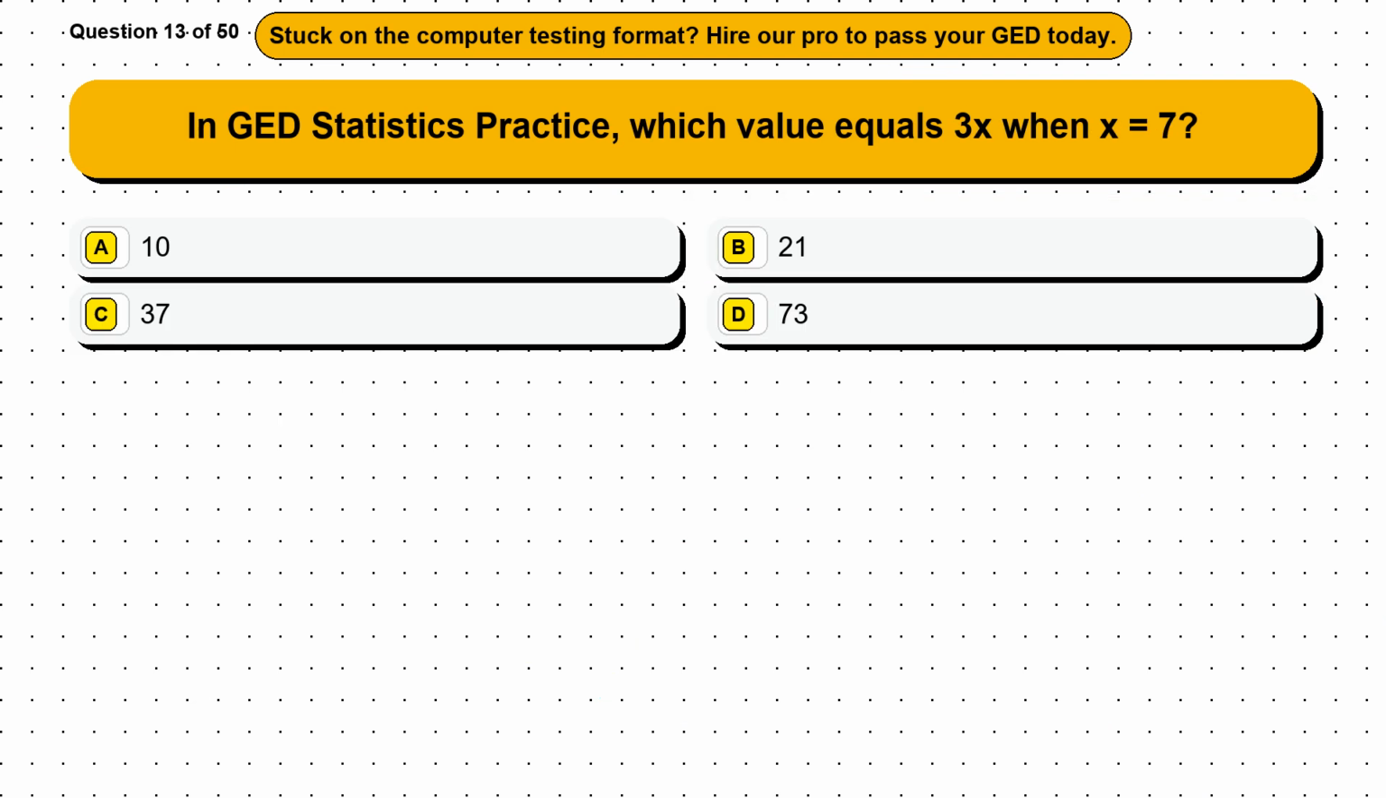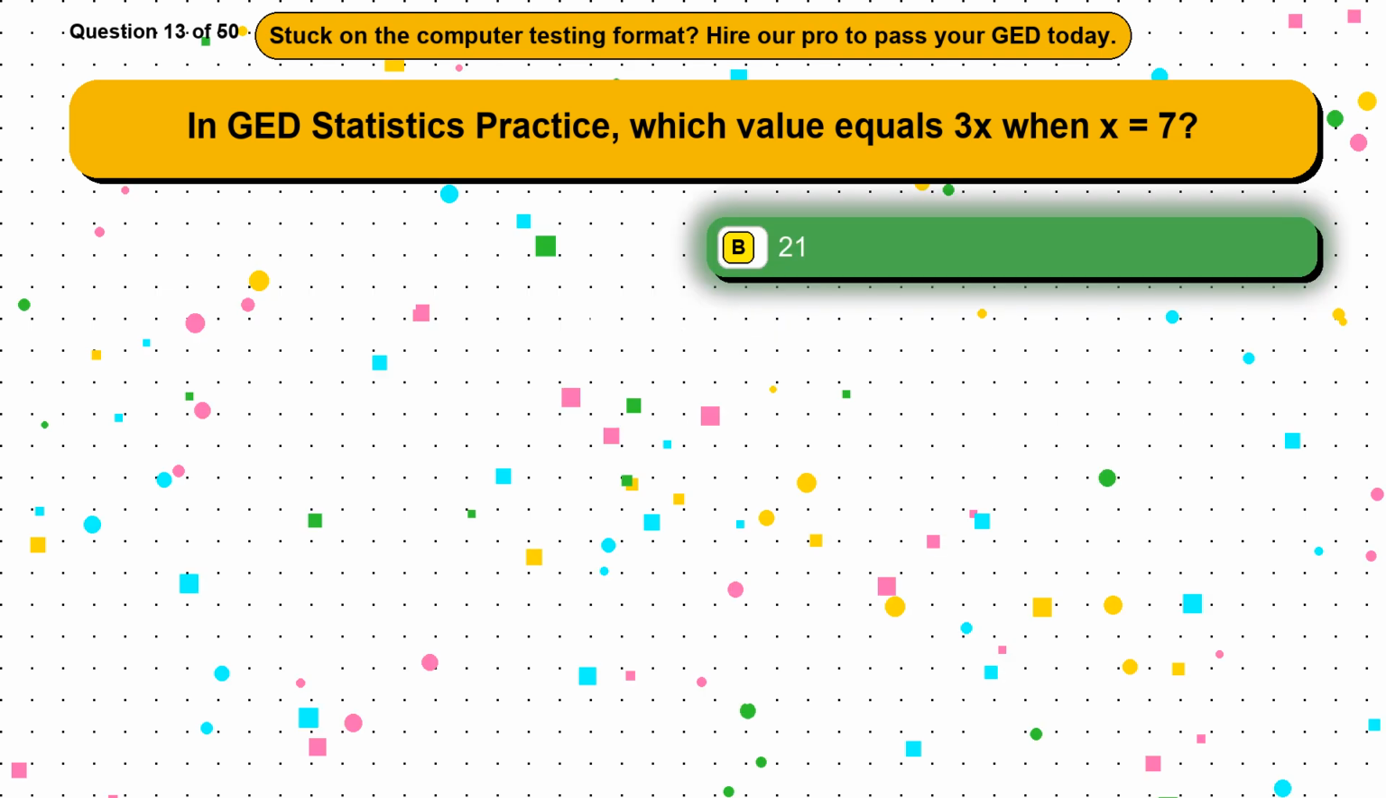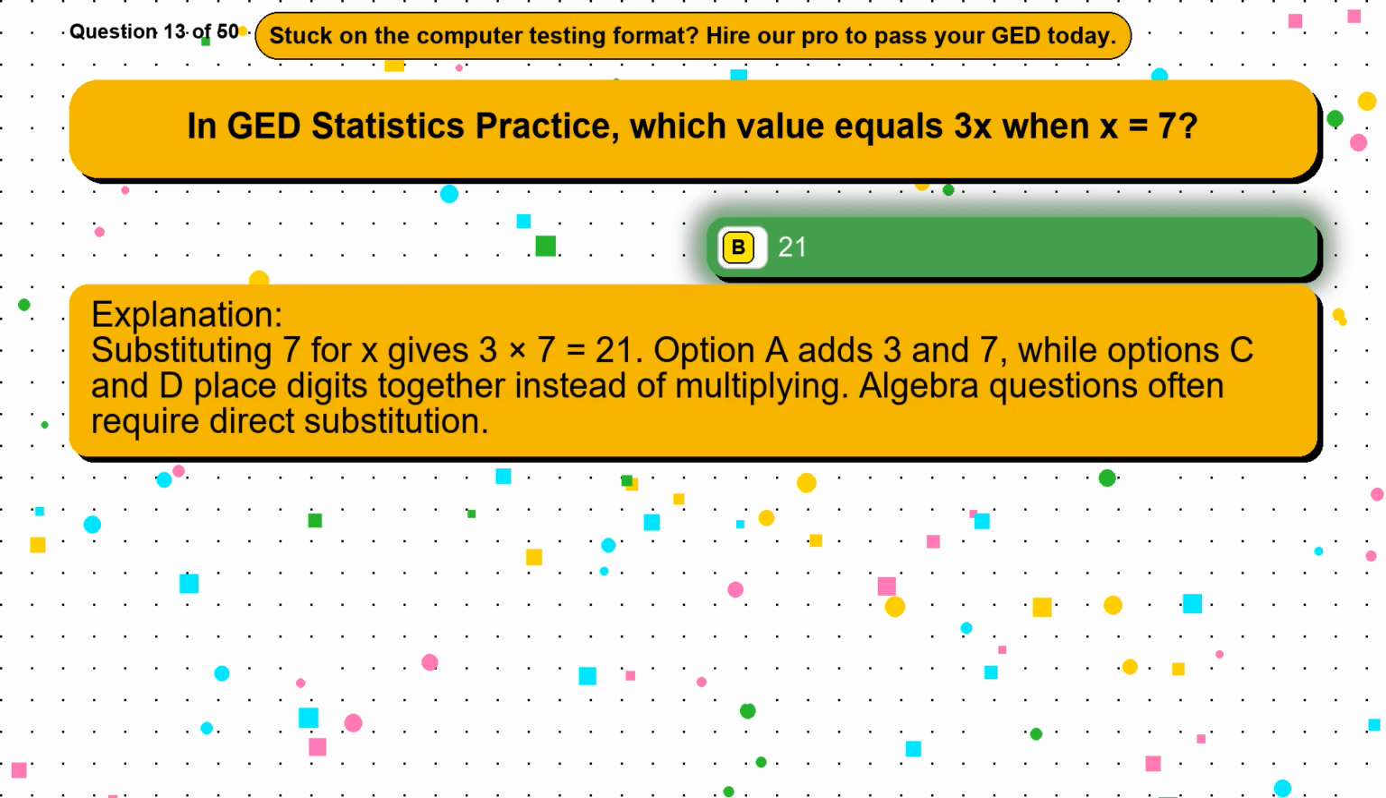Question 13. In GED Statistics Practice, which value equals 3x when x equals 7? Option A, 10. Option B, 21. Option C, 37. Option D, 73. The correct answer is option B. 21. Substituting 7 for x gives 3 times 7 equals 21. Option A adds 3 and 7, while option C and D place digits together instead of multiplying. Algebra questions often require direct substitution.